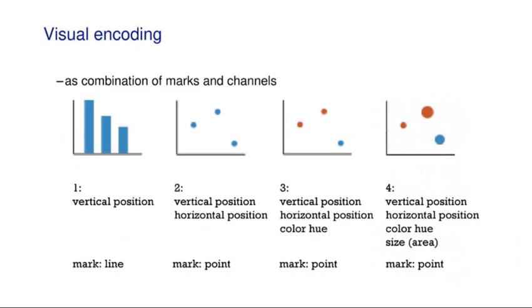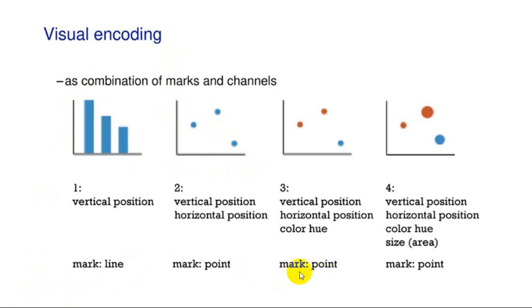Okay, we can combine marks and channels into a whole variety of visuals. Bar charts are encoding information using position, either vertical or horizontal, depending on how you have your axes set up. The mark here is a line. Scatter plots encode by position along two different scales. The mark is a point.